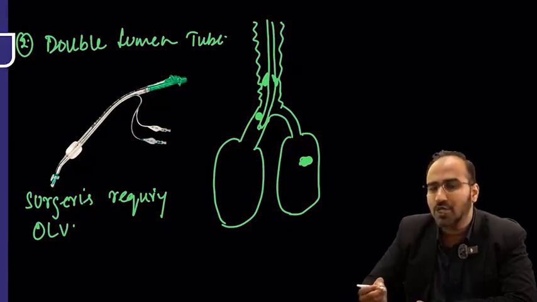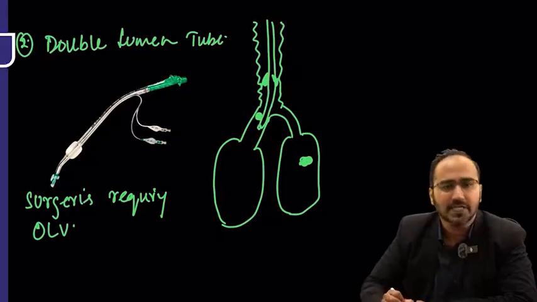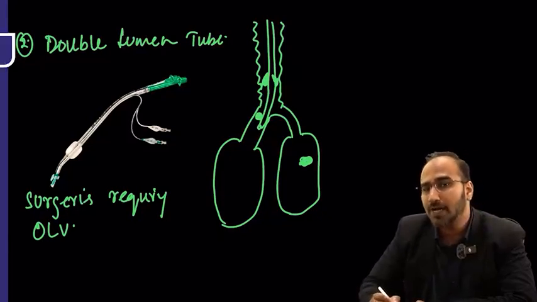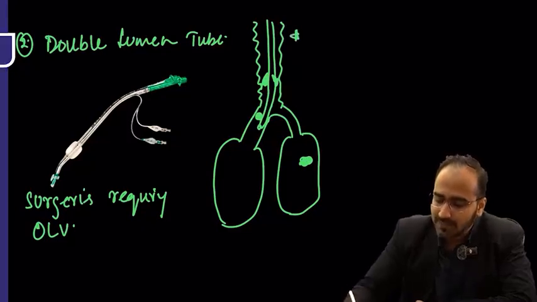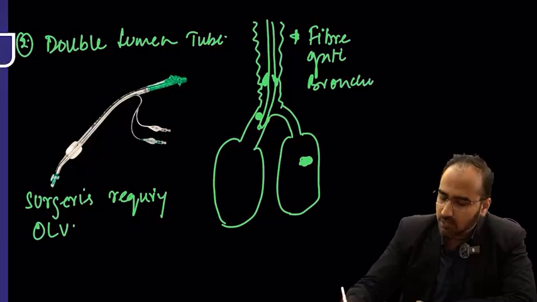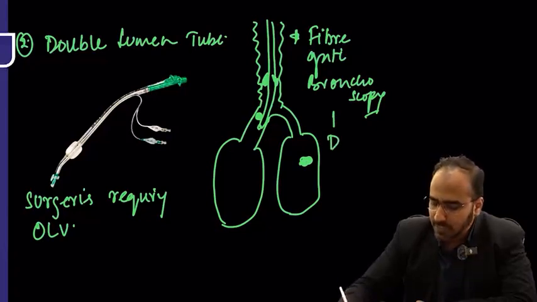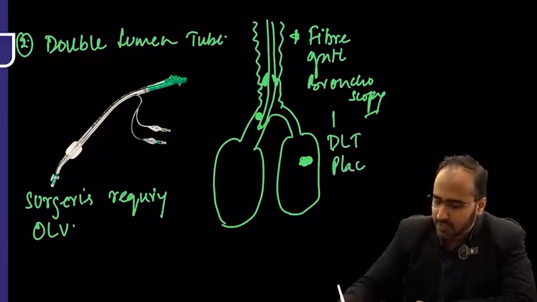to know that your double lumen tube is in a normal position, or your double lumen tube is placed properly. The best investigation to know whether your double lumen tube is placed normally or not. What is that investigation called? That investigation is the fiber optic bronchoscopy. With fiber optic bronchoscopy, we can easily know the placement of the double lumen tube. It is used for DLT placement.